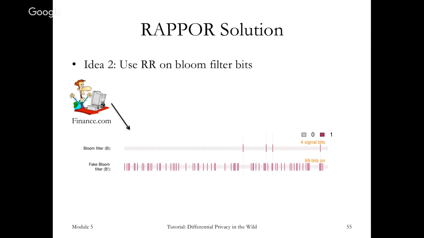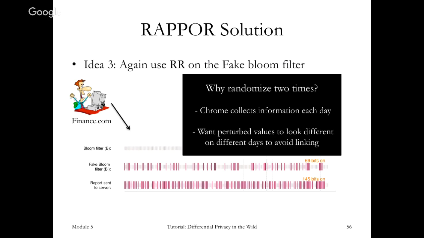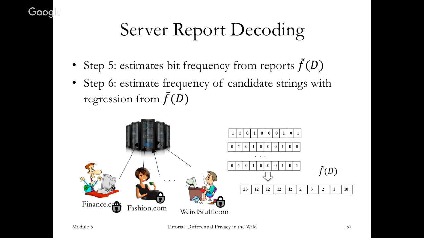Additionally, in this solution, they actually did a second round of randomized response on this fake Bloom filter itself. The reason they did that was they wanted to collect information over multiple days. And if you did randomized response only once, then you would be able to track an individual based on this fake Bloom filter. So they did this second level of randomized response so that you can't track an individual using these solutions.